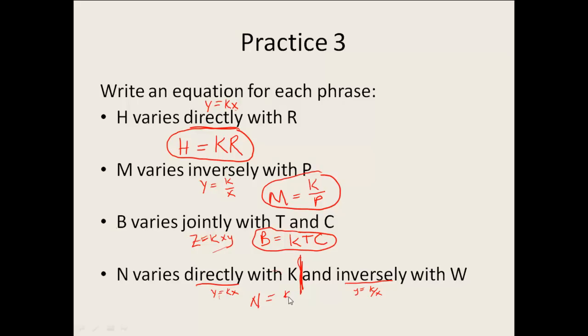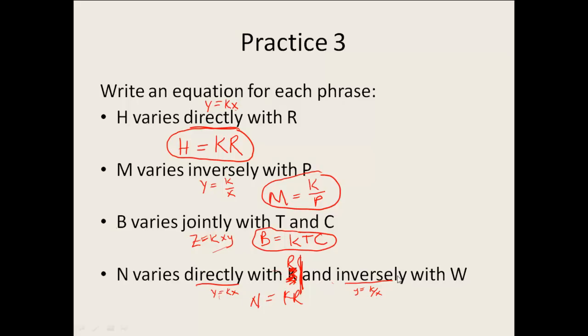I'm going to use a lowercase k. That's a bad choice. Let's rewrite the k. That was a bad choice on my part. Let's do an r. So varying directly is n is going to be equal to kr.